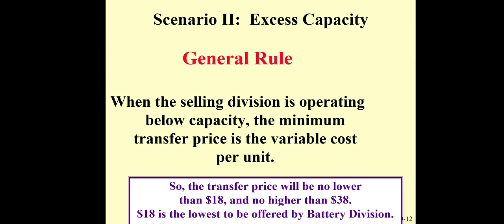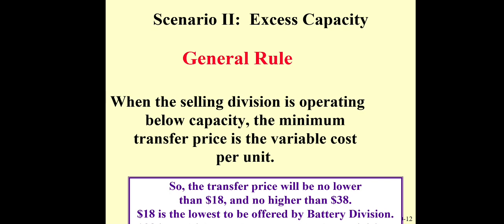Okay, so this is the point here. The general rule for the excess capacity scenario is when the selling division is operating below capacity, the minimum transfer price is the variable cost per unit. So, see the gray box. The transfer price will be no lower than $18 and no higher than $38. $18 is the lowest to be offered by the battery division.